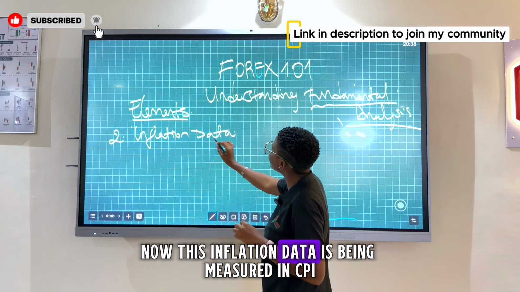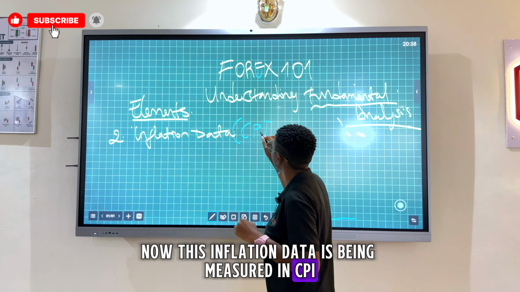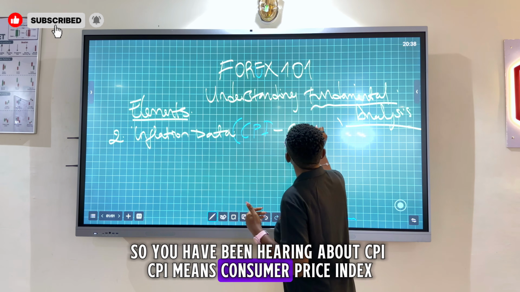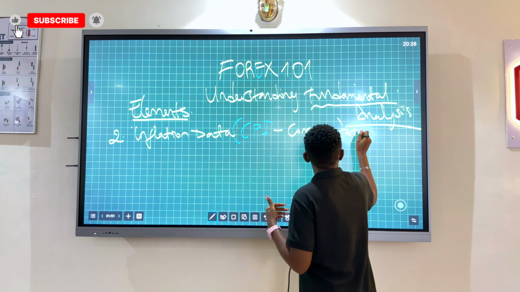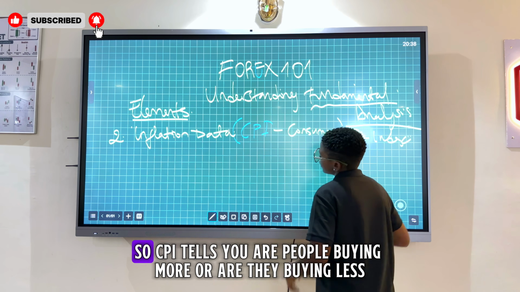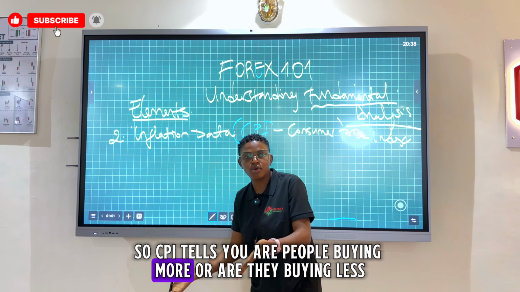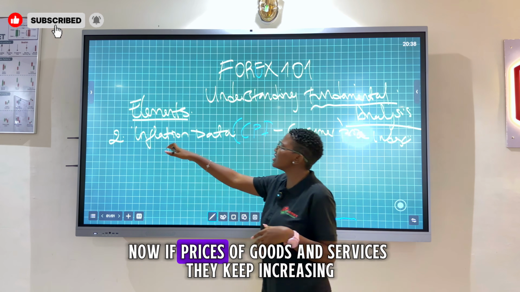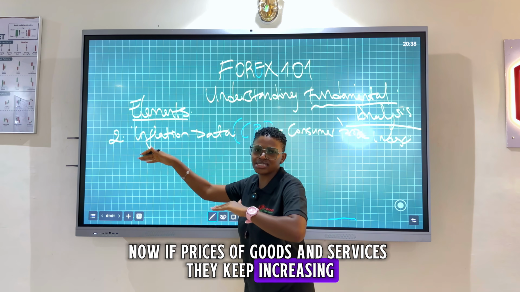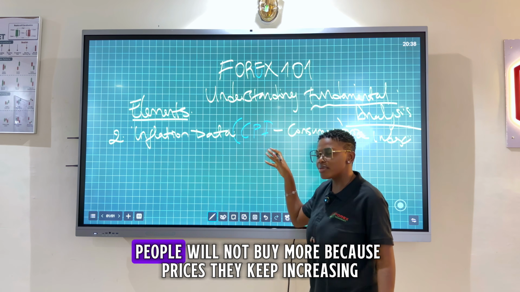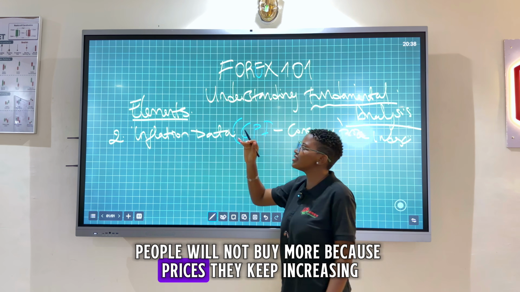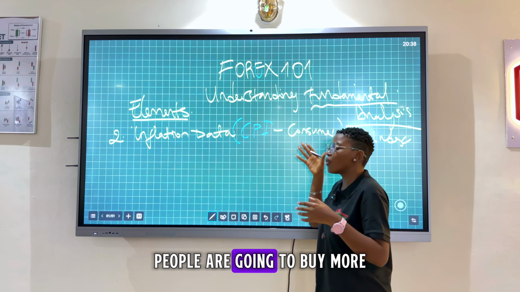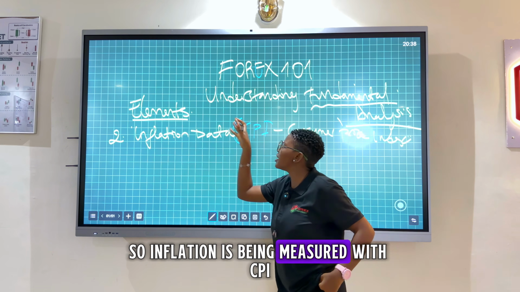Now this inflation data is measured in CPI. So you have been hearing about CPI. CPI means Consumer Price Index. CPI tells you, are people buying more or are they buying less? That is what CPI measures. Now, if prices of goods and services keep increasing, people will not buy more, because prices keep increasing. Now, if this inflation is deflated, people are going to buy more. So inflation is measured with CPI.